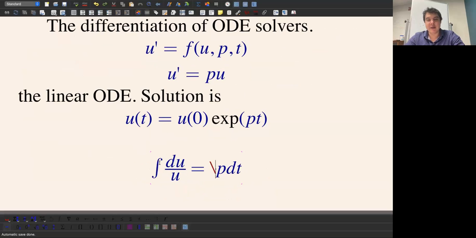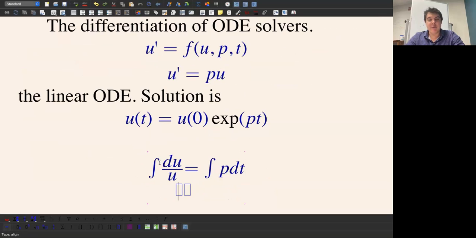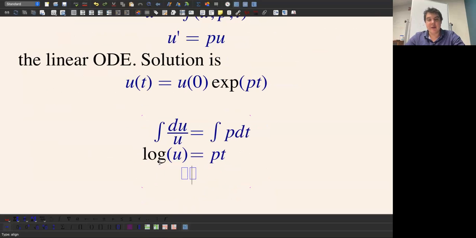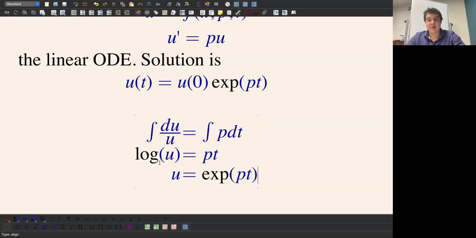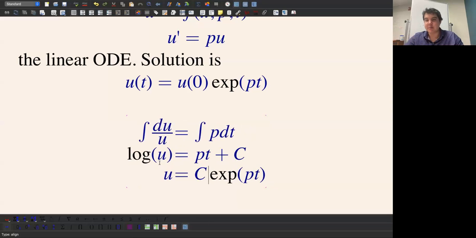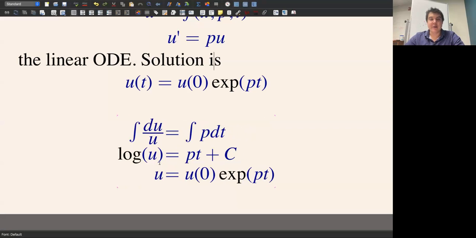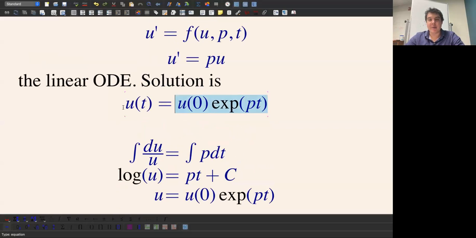You integrate both sides, and now what you have is log of u equals pt, and then you exponentiate both sides, and you have u equals exponential of pt. Well, this is plus a constant, and that's why you have it multiplied by a constant, because that's just adding in the exponential, and this constant you can just solve for ends up being u0. So that's how you get the solution for the linear ODE.